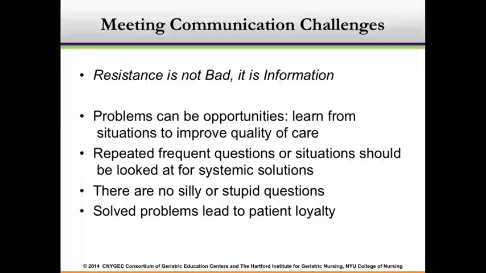So meeting all these communication challenges, these are some things you should remember. Resistance is not bad. It's in fact a source of information. Problems can in fact be opportunities. You can learn from situations to improve quality of care. Repeated frequent questions or situations should be looked at for systemic solutions. If they're coming up a lot, there's a reason that they're coming up a lot. And there are no silly or stupid questions. If somebody doesn't know and they're brave enough to ask, then they deserve a respectful answer. And if you can solve problems, it leads to tremendous patient loyalty.